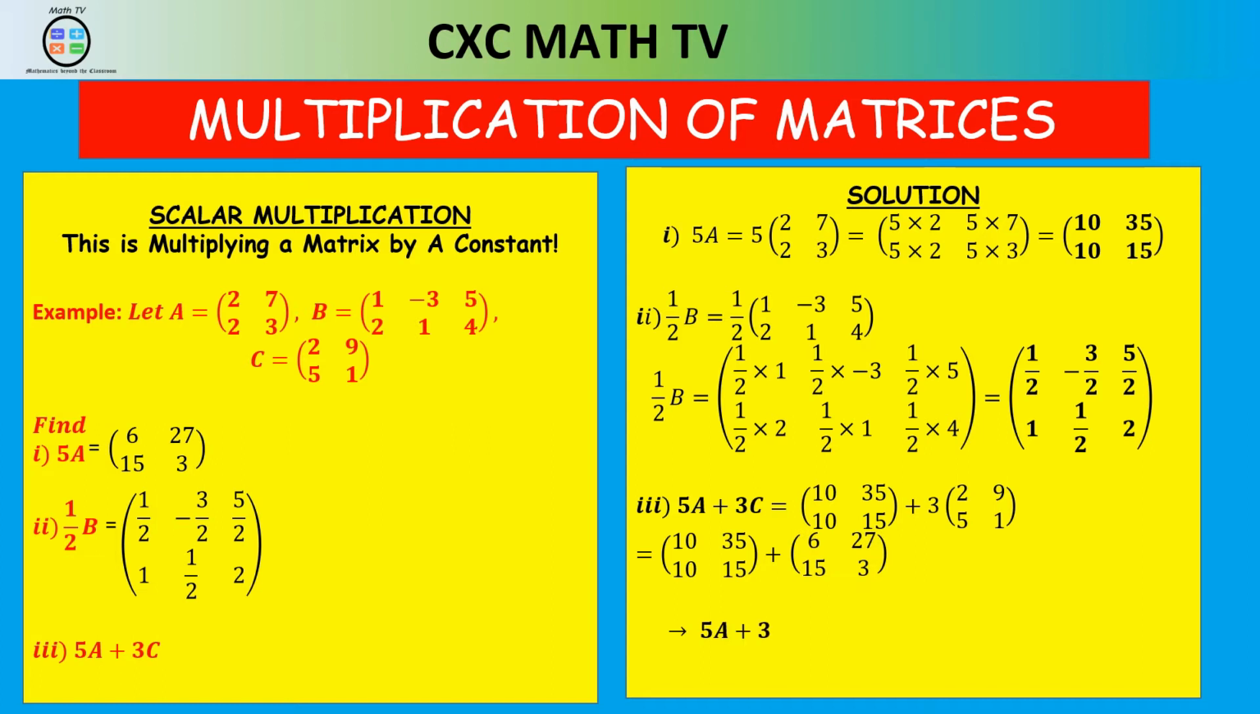And so for 5A plus 3C, we add corresponding elements. 10 plus 6 is 16. 35 plus 27 is 62. 10 plus 15 is 25. And 15 plus 3 is 18. And so 5A plus 3C is 16, 62, 25, 18. Now that is known as scalar multiplication.